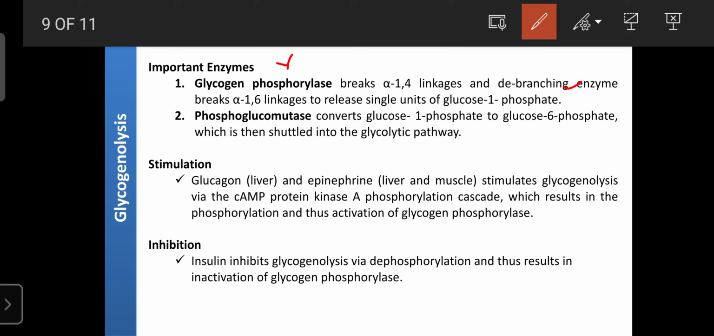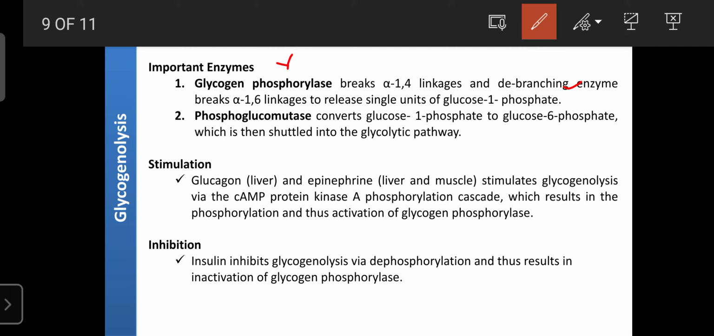This enzyme is responsible for converting glucose 1 phosphate into glucose 6 phosphate. So these are the two enzymes responsible for continuously supplying glucose from glycogen in the case of emergency, or in the case of low blood sugar level or hypoglycemia.